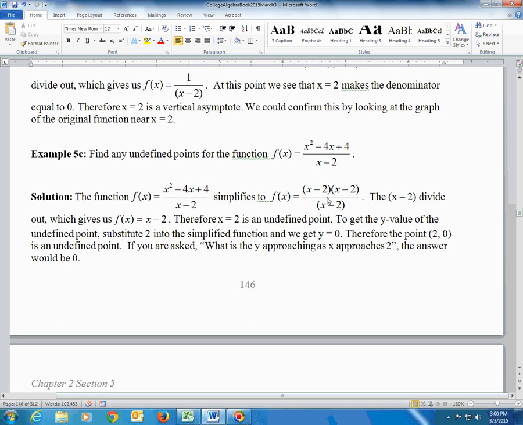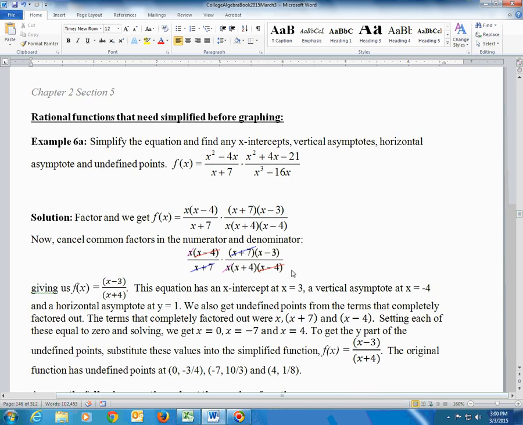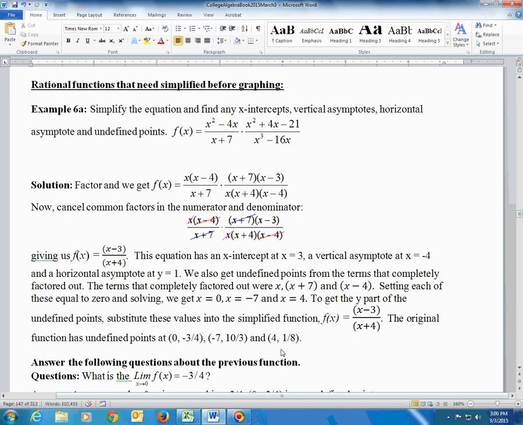This one, the x minus 2's cancel off. There's still an x minus 2 on the top. So now when you substitute the value in question, which is 2, in here, you get 0. So there's an undefined point at 2, 0. Okay, this one. Why? Because there's not a leftover x minus 2 in the denominator when you simplify that. And we'll get to rational functions that need simplified in the next video.